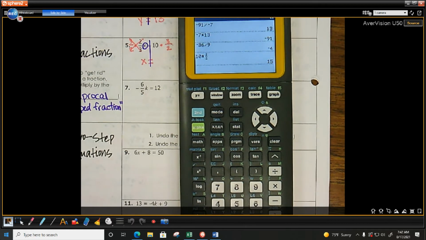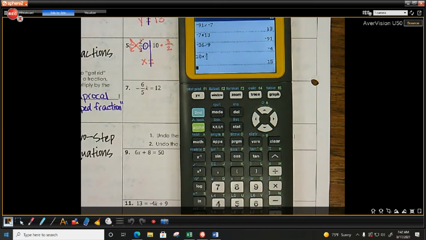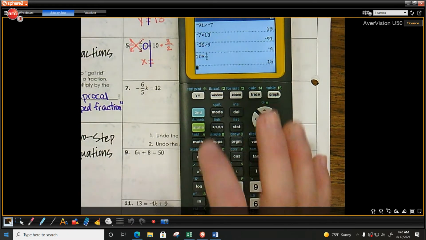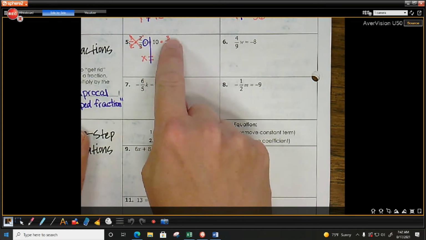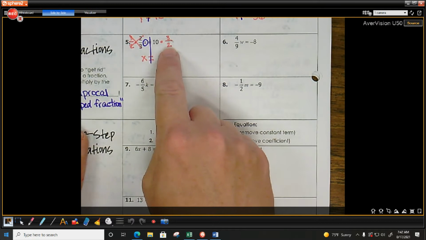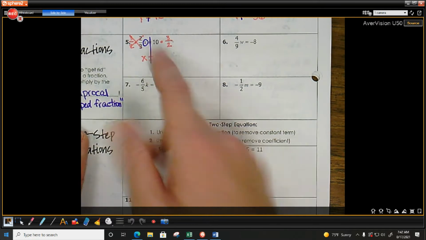Also, a great thing about it is it fully reduces your fraction. This time we get a whole number, but if it was a fraction, it gives you the fully reduced fraction, so you don't have to worry about reducing it. It's already done for you. Okay? Now, why is it 15? Whole number times the numerator. What's 10 times 3? 30 divided by the denominator. What's 30 divided by 2? 15. That's why it's 15.